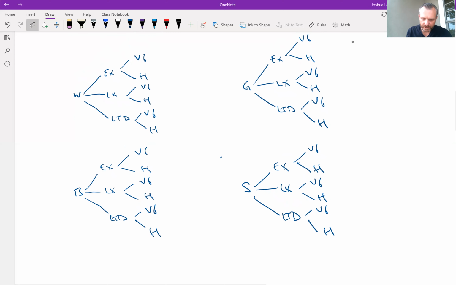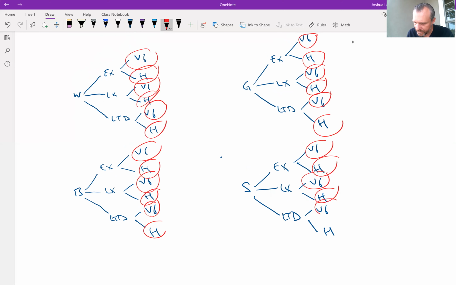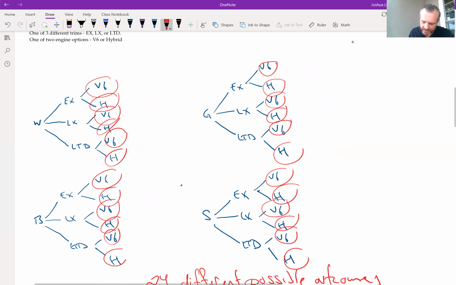And so each one of these endpoints to these branches represents a car option, right? It's going to end with either a V6 or a hybrid. So if I count these up, let's see. 1, 2, 3, 4, 5, 6, 7, 8, 9, 10, 11, 12. 13, 14, 15, 16, 17, 18, 19, 20, 21, 22, 23, 24. 24 different possible outcomes.